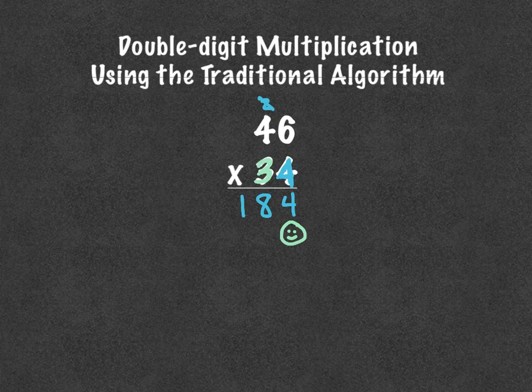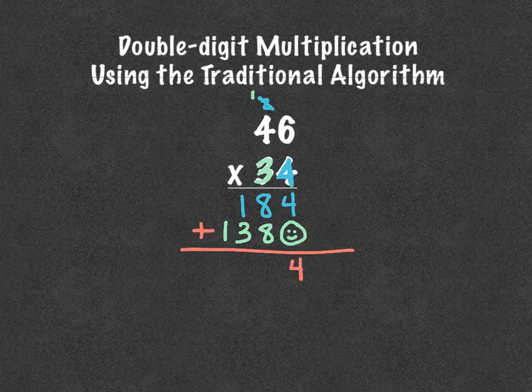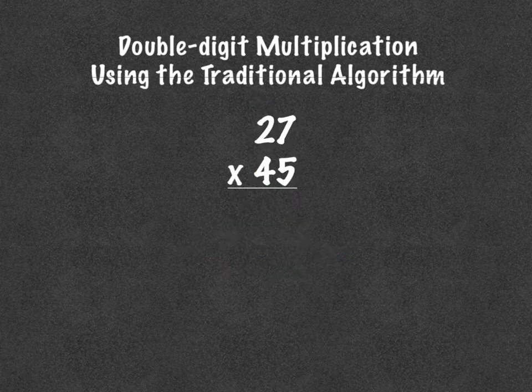3 times 6 is 18. Bring our 1 up here. 3 times 4 is 12, plus 1 is 13. And multiplication makes us mad. So we're going to add this up. 4, 16, 3, 4, 5, and 1. 1,560. All right, let's try one more.